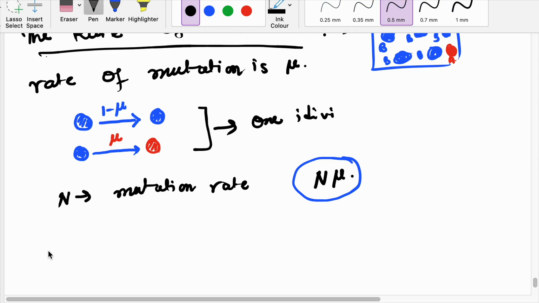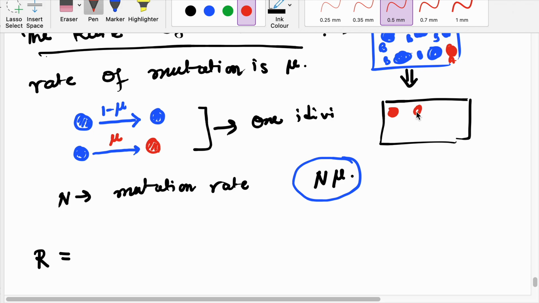So what will be the rate of evolution then? Rate of evolution means the rate at which we will see all B type individuals shift to all A type individuals. That process will occur if in the population one mutation A occurs randomly, the probability of that is N mu, and the probability that this A type individual takes over the whole population is rho. So that means it is rho into N mu. Is it clear?